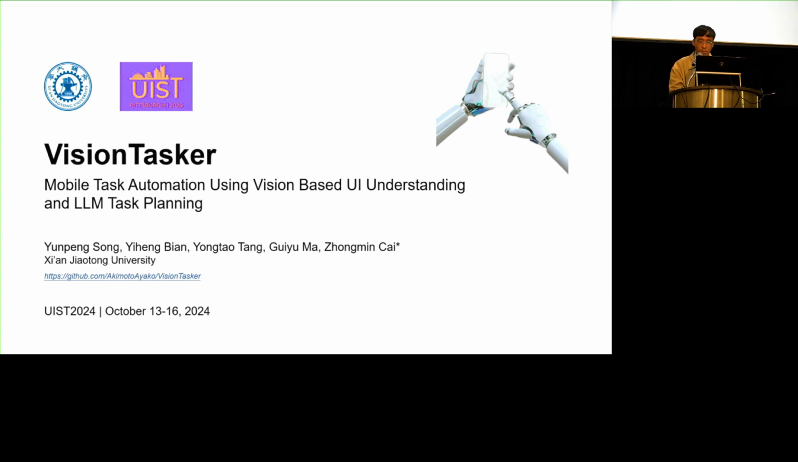I am Tianren Luo, a PhD student at the Institute of Software in the Chinese Academy of Sciences, and I'm here to present this work, Mobile Task Automation using vision-based UI understanding and LLM task planning. In this work, they propose a vision-based method for general mobile UI understanding with an LLM for task planning and automation. The code is available on GitHub.